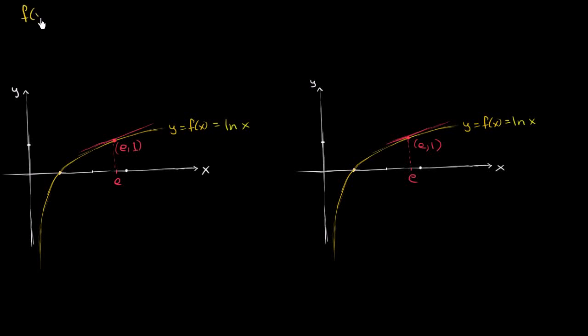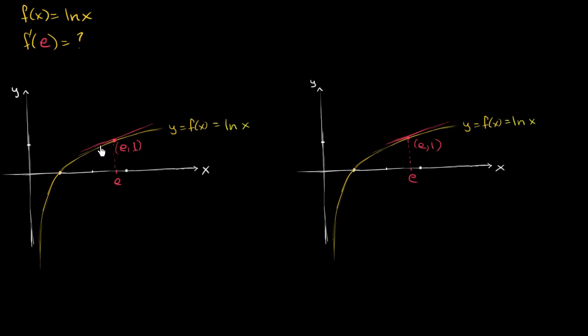Let's say that f of x is equal to the natural log of x. And we want to figure out what the slope of the tangent line to the curve f is when x is equal to the number e. So here x is equal to the number e. The point e comma 1 is on the curve. f of e is 1. The natural log of e is 1.